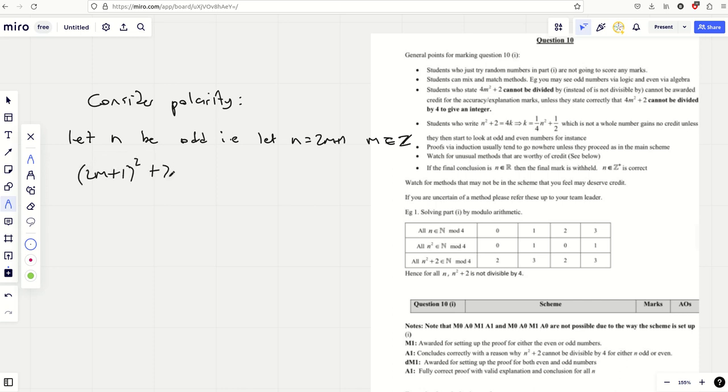I would have done it very similar to you here. That's 4m squared plus 4m plus 1 plus 2, so that's 4m squared plus 4m plus 3. Yeah, this is clearly not a multiple of 4, as it's 3 more than a multiple of 4. Might be even more obvious if you write it like this. This is clearly 3 more than a multiple of 4.